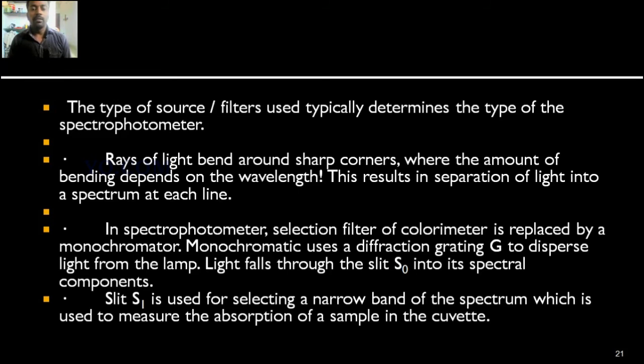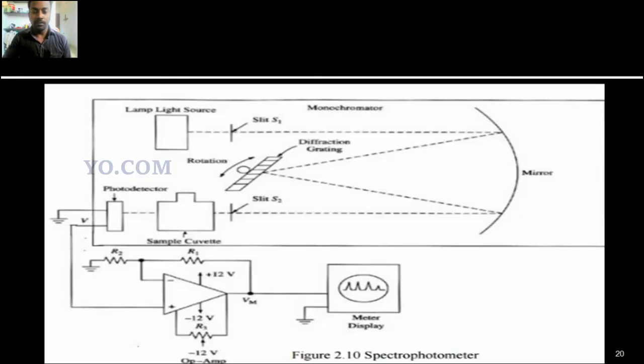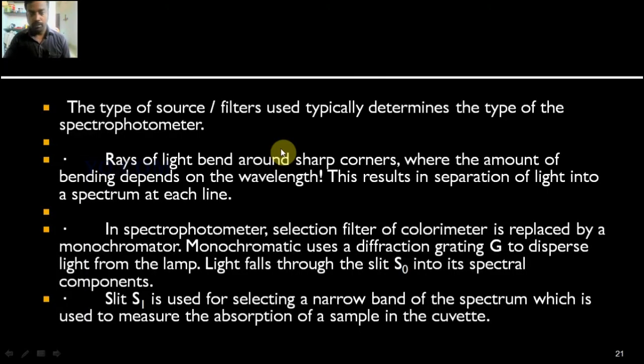In a spectrophotometer, the selection filter of a colorimeter is replaced by a monochromator. The monochromator uses a diffraction grating, that is G. This is a diffraction grating, and this is a rotating one. G disperses the light from the lamp. The light falls through the slit S0 and is separated into spectral components.